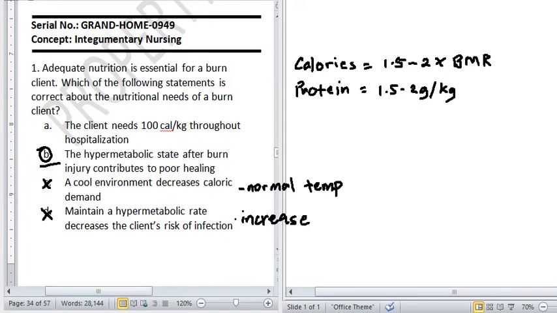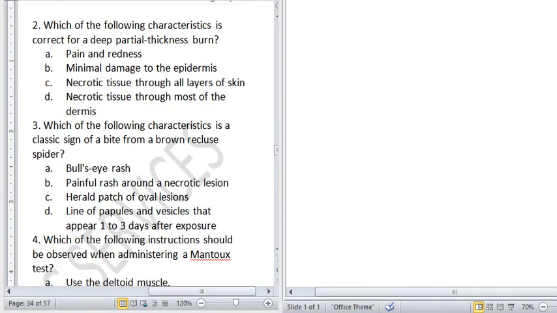Next, number 2. Which of the following characteristics is correct for a deep partial thickness burn? Is it A, pain and redness? B, minimal damage to the epidermis? C, necrotic tissue through all layers of skin? Or D, necrotic tissue through most of the dermis?